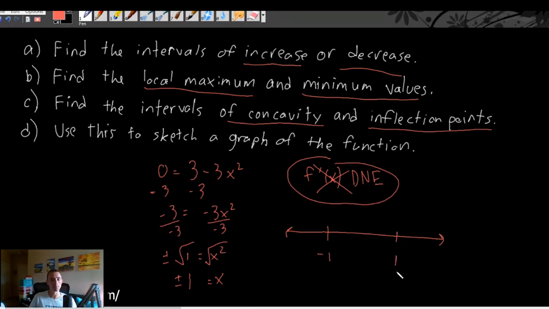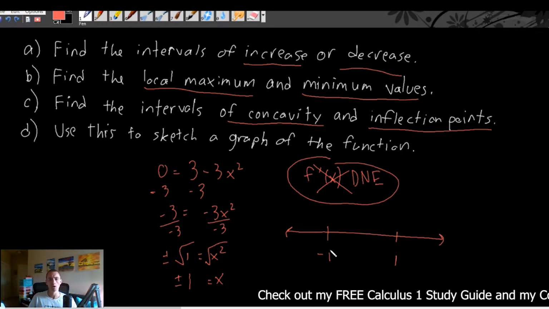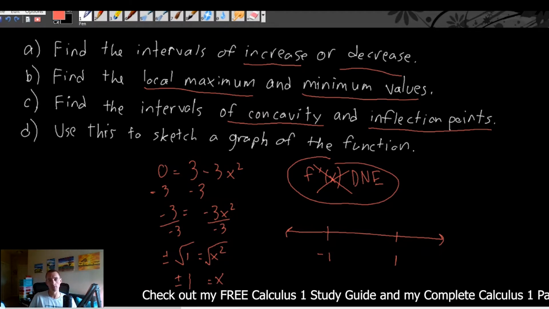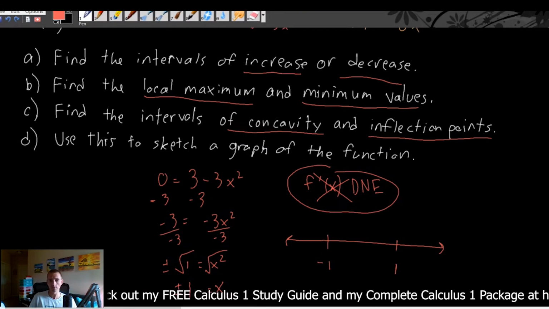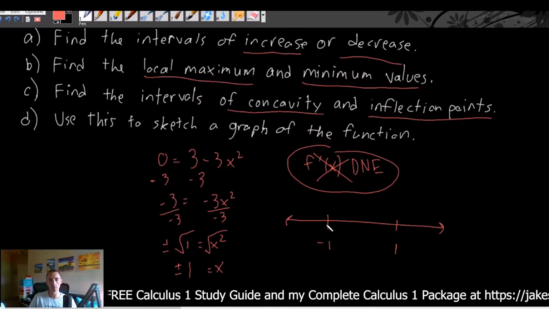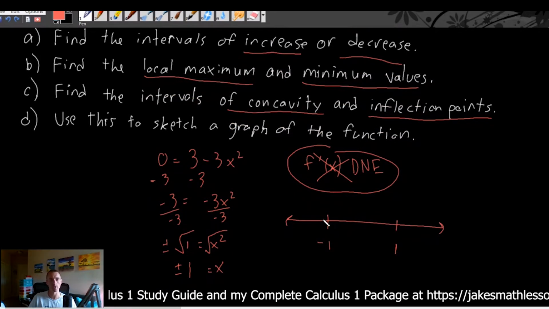A common mistake I see people make with this sort of problem is they will always put 0 on here. You don't want to always put 0 on your number line. You only put 0 on the number line if 0 is a critical number. In this case, it's not, so we do not want 0 on there. We only want to put our critical numbers on there. Once you do that, this is basically how to use the first derivative test at this point: splitting your number line by the critical numbers is going to create different intervals.